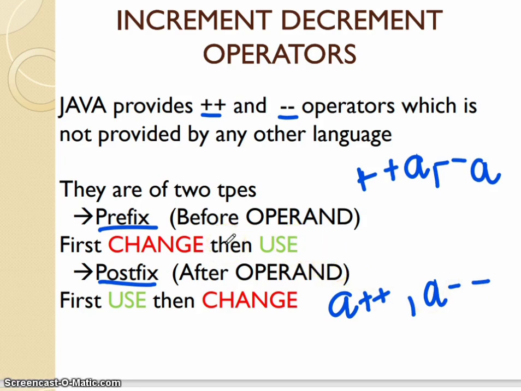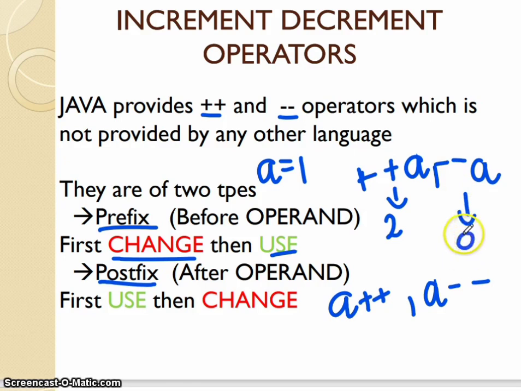Now the rule to evaluate these operators for prefix is first change then use. If I give a is equal to 1, and I say plus plus a, then first change then use. Plus plus means increment a by 1. A was 1, plus plus, it became 2. Then use. What's the final value? 2. Or minus minus a. First change, then use. Minus minus reduces 1 by 1, so it would be 0.